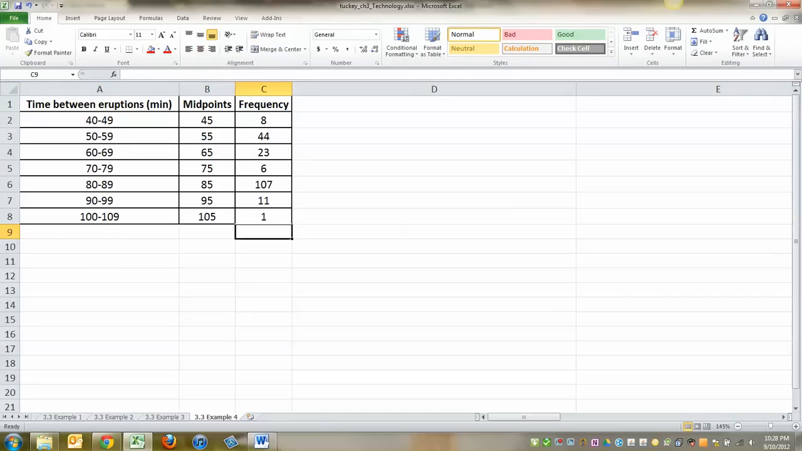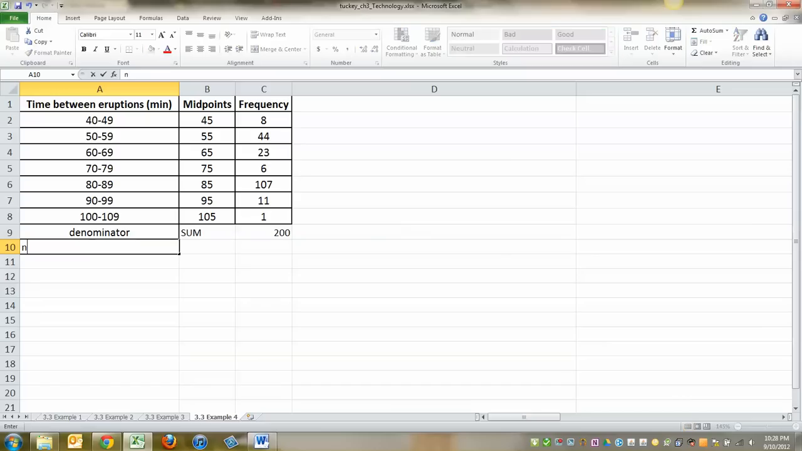Okay, so the first thing I'm going to need is the sum of these frequencies, right? I'm going to label it for myself. Sum equals sum of those numbers, right? Remember, that's the denominator. We've run into that before. I'll put it over here, denominator. Okay, then the numerator for mean.